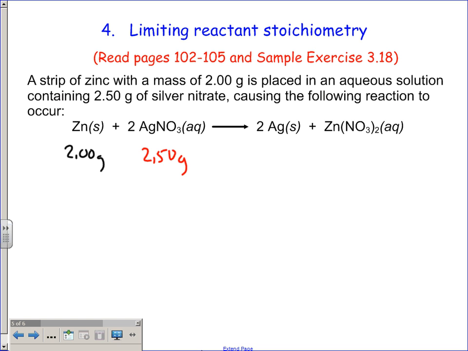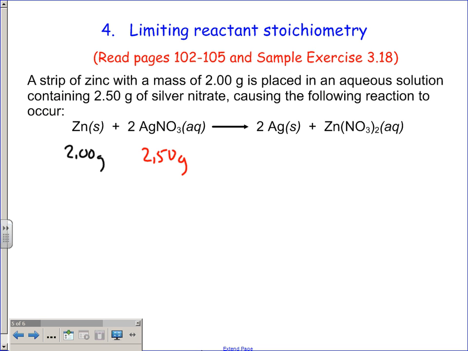So what you're going to be doing in a limiting reactant problem is really figuring out which substance gets used up first. And when it gets used up, the reaction stops. So you stop making your products from that point on. So the limiting reactant is what controls everything. So you have to know, is zinc or silver nitrate the limiting reactant here?